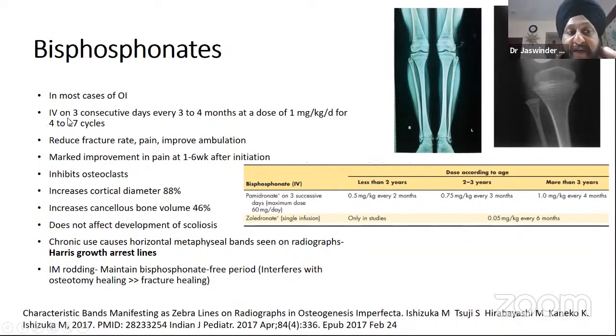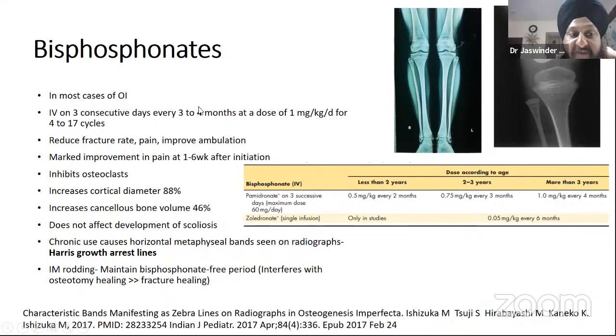So pamidronate in a dose of 1 milligram per kg per day for 3 consecutive days in one cycle is given. And this cycle can be repeated every 3 to 4 months. Now, if we go to the literature, there are innumerable cycles which can be given, like 4 to 17 cycles. This is as per the surgeon's choice, or how the child is behaving, how well the disease is being controlled. Okay.